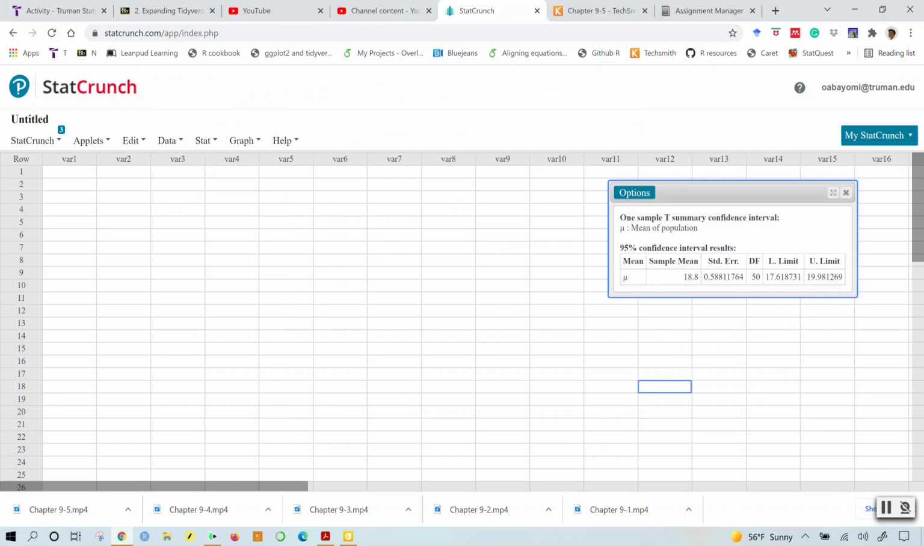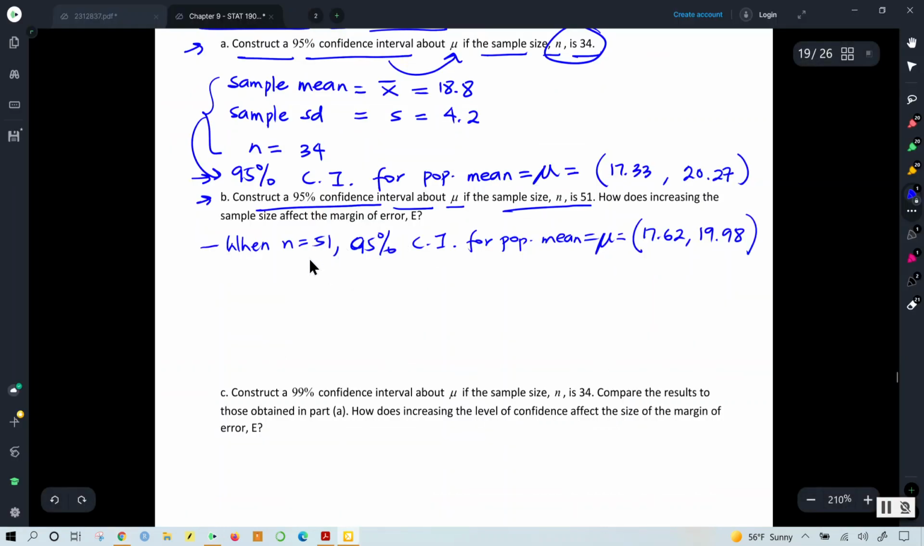Let's write that down first. So when n is 51, we have 17.62 and 19.98. The last part of this problem says, how does increasing the sample size from 34 to 51 affect the margin of error?